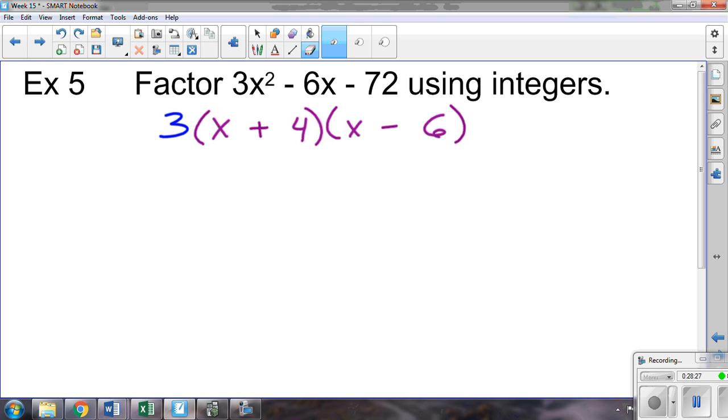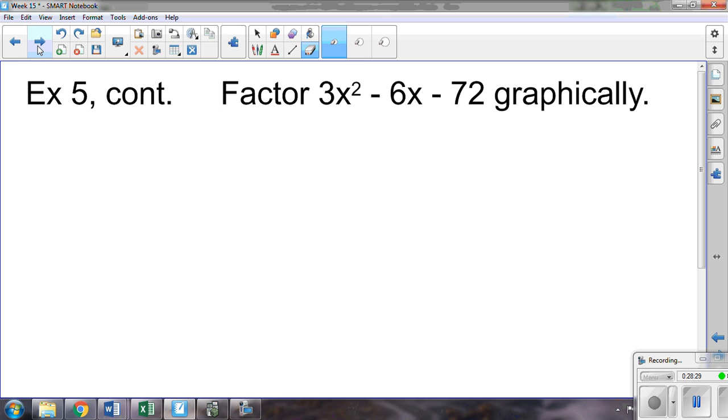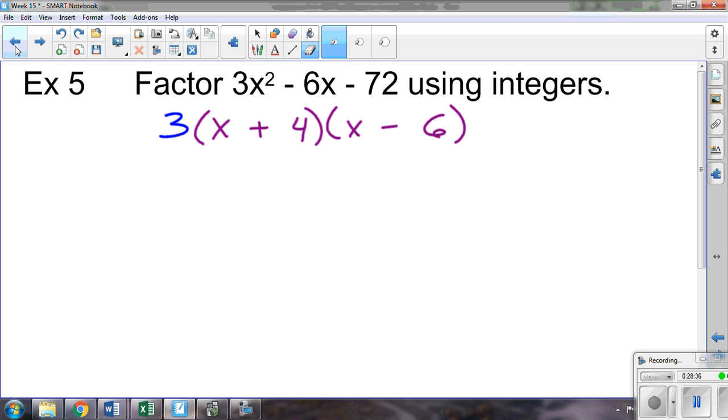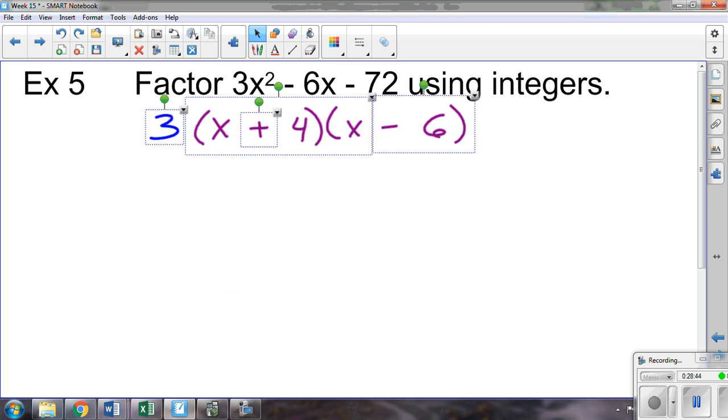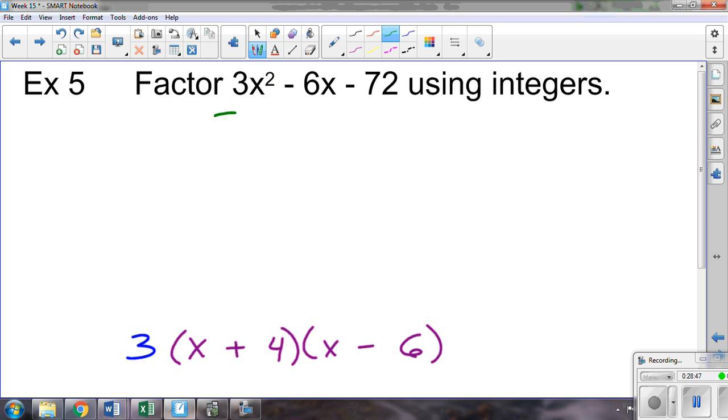Okay, let's continue. Factor it graphically. Sweet. We already did that. It's worth noting another way that we could have done this if we chose not to do it graphically. Grab this stuff. Pull it down. We could have factored out the 3.